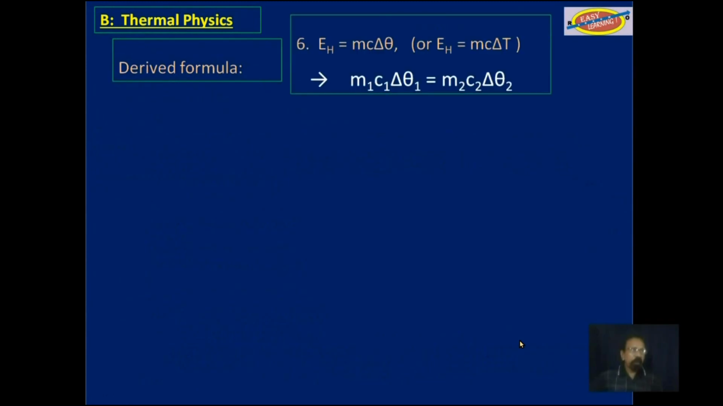Now we come to derived formula. So far, we have been using this or that. How did we come up with this? Or where did that come from?